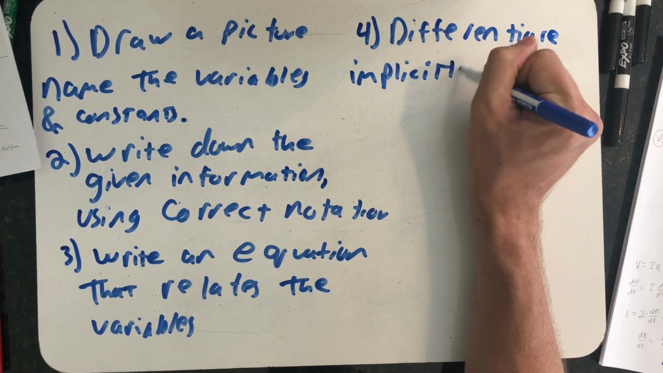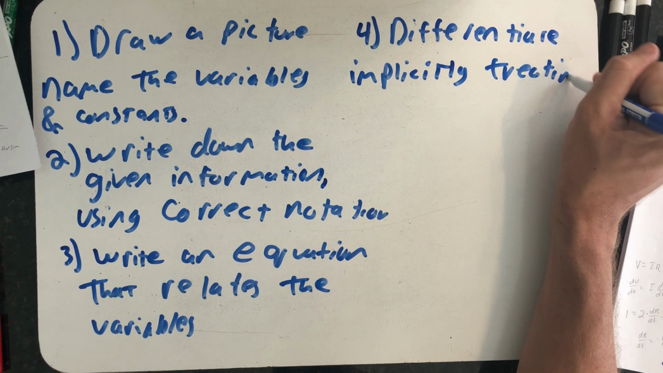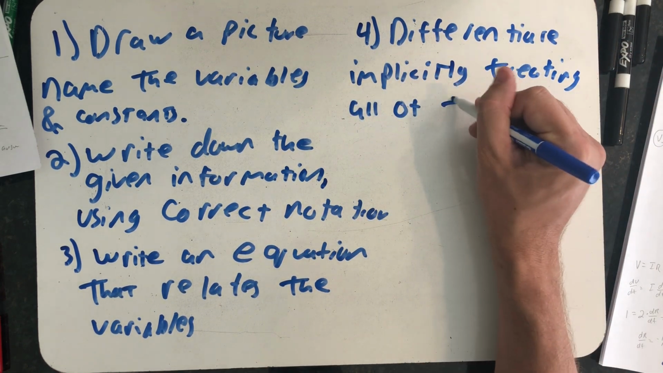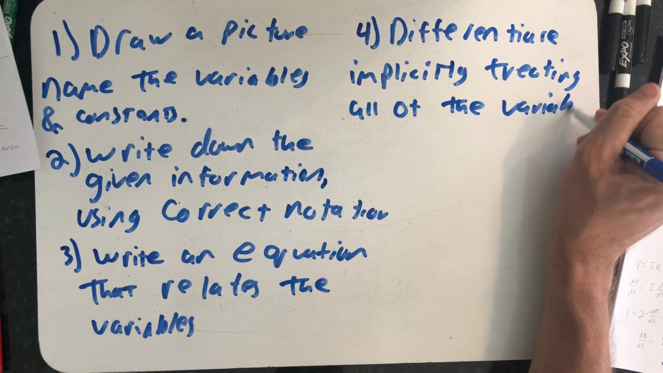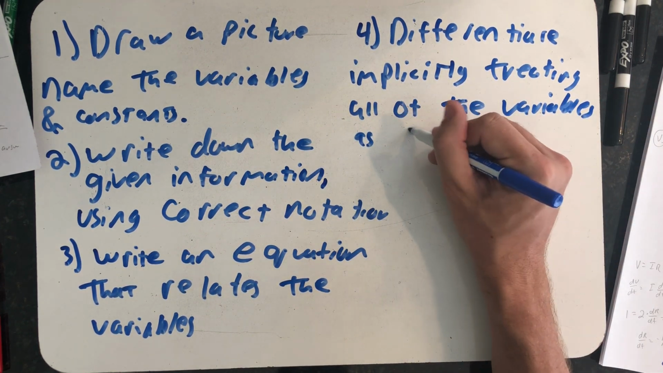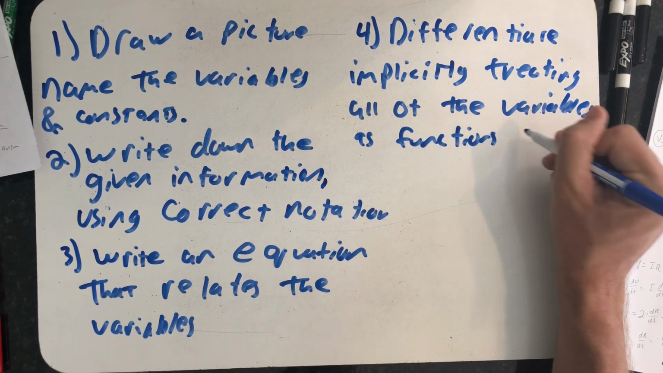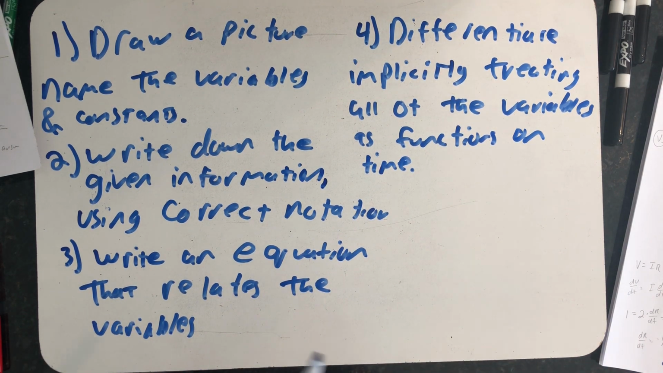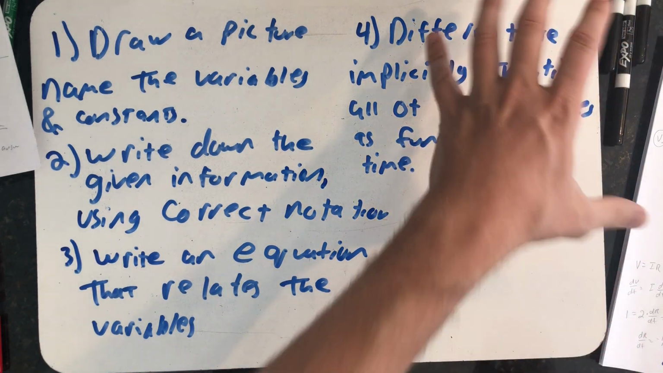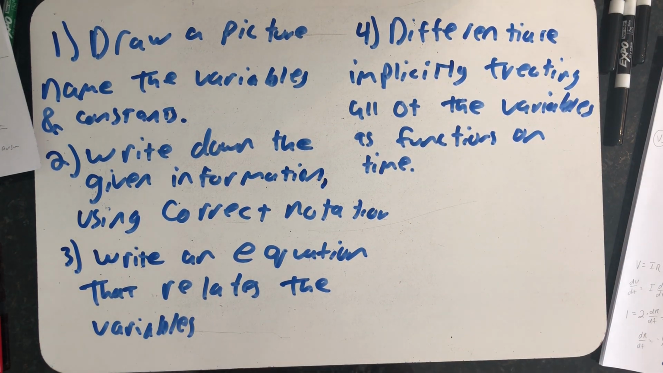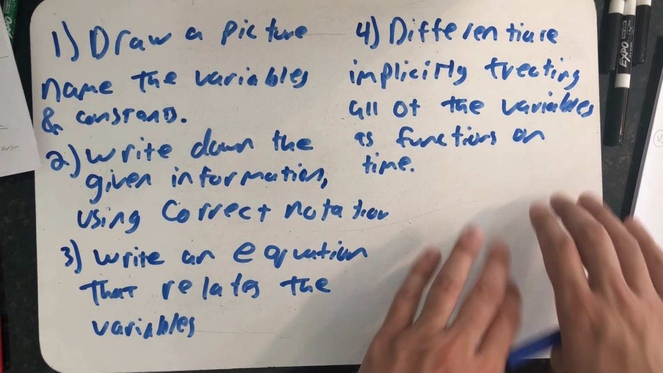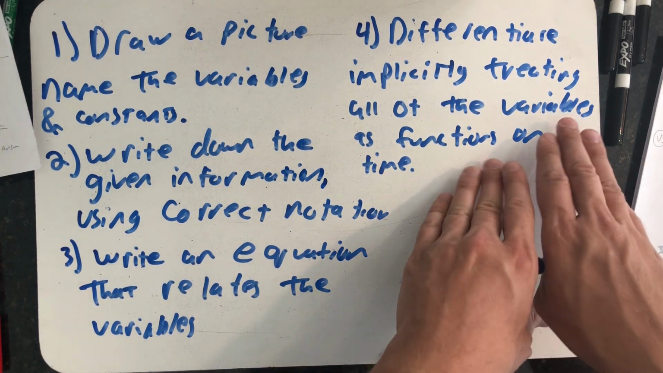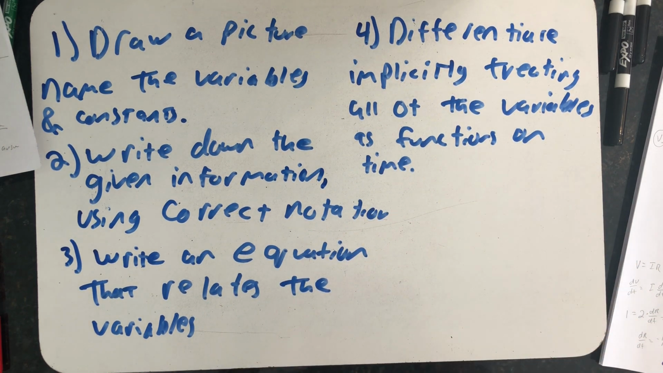Treating all of the variables as functions of time. Right, when I looked at the formula, volume equals 4/3 pi r cubed, volume and radius were both changing. So I needed to treat them as if they were changing, as if they were functions with respect to time. I'll differentiate implicitly with respect to time and get a formula that then relates my rates. I want to point out that we always want to treat the variables as functions of time unless we're told they're constant.